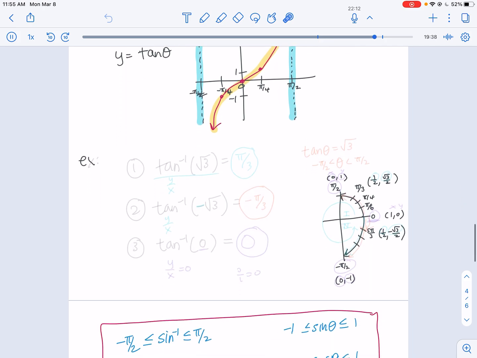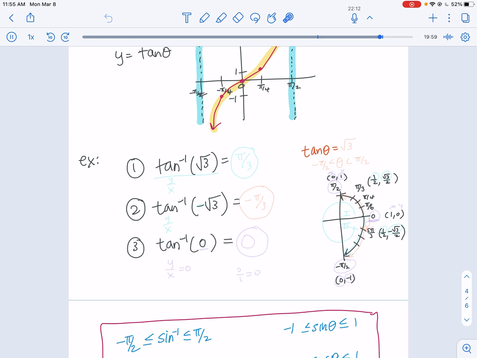All right, example. Find the inverse tangent of root 3, the inverse tangent of negative root 3, and the inverse tangent of 0. Again, for that first one, you're thinking, at what angle theta is tangent theta equal to positive root 3, such that your angles are between negative pi over 2 and pi over 2. I'm going to give you a little bit of time to try these 3 problems. Okay, let's go ahead and take a look at this.